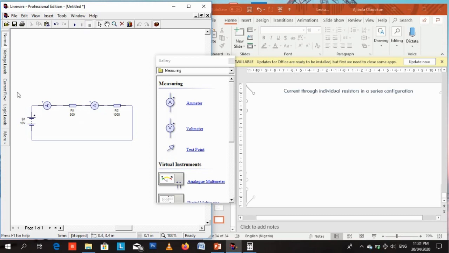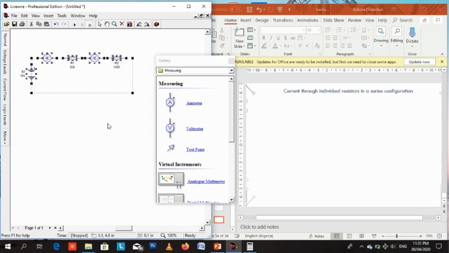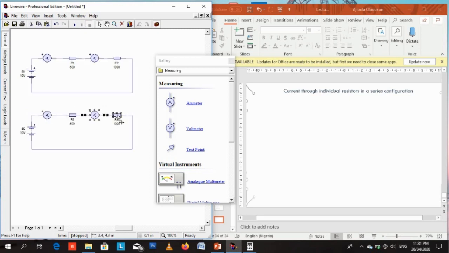So that's 6.6 milliamps. 6.6 milliamps was flowing through both resistors, even though both resistors were at different values. One resistor was 500 ohms, the other one was 1000 ohms. The same current, which is 6.6 milliamps, flowed through both resistors. So if I delete the second ammeter, click, and look at that, that's 6.6 milliamps flowing through.